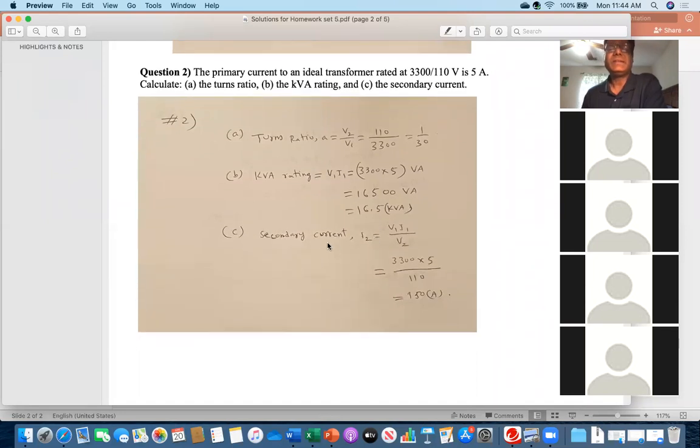Now for the secondary current, the relationship is V1 I1 equal to V2 I2, and on both sides the kVA will be the same. So from there, I2 equals V1 I1 over V2, which gives me 150 ampere. So I believe everybody is fine with this simple problem.